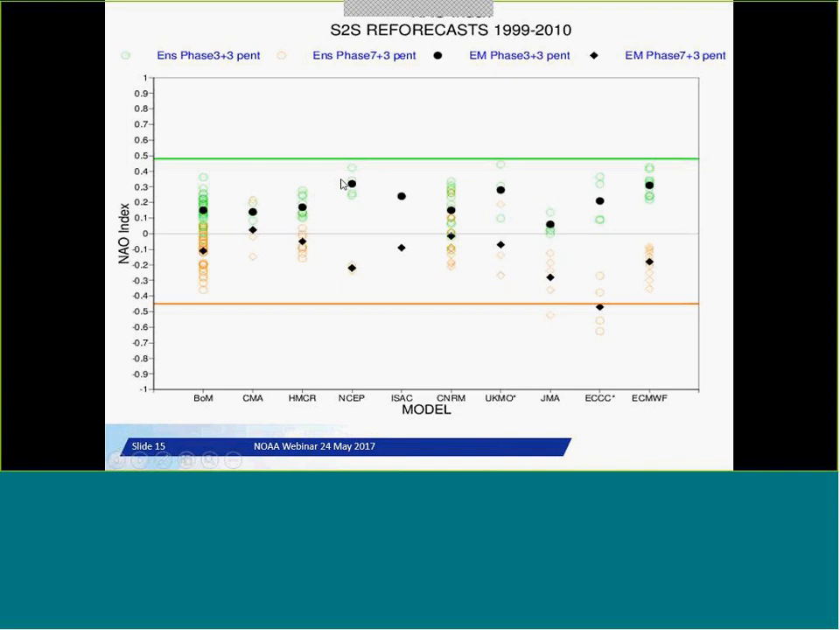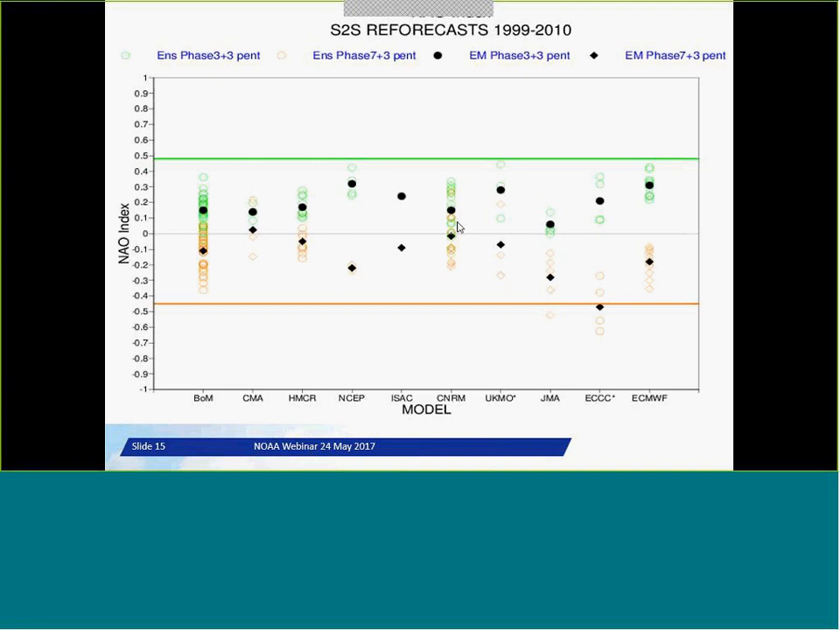The second conclusion is that some models have more difficulty reproducing those teleconnections, like CMA or CNRM, where the ensemble distributions are not really well separated between phase 3 and phase 7. Whereas CFS2 and ECMWF have much better separation and a much better distinction between the NAO index three pentads after an MJO in phase 3 or phase 7. Another conclusion is that the spread between ensemble members can be quite large for some models, which suggests that to really assess the representation of those teleconnections, we need a really large sample size.